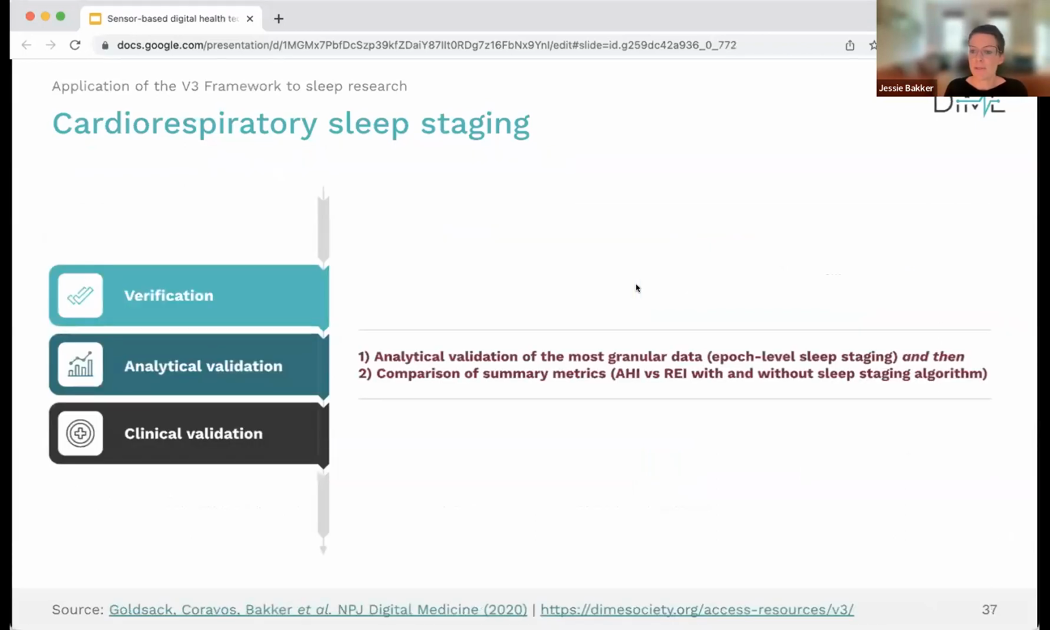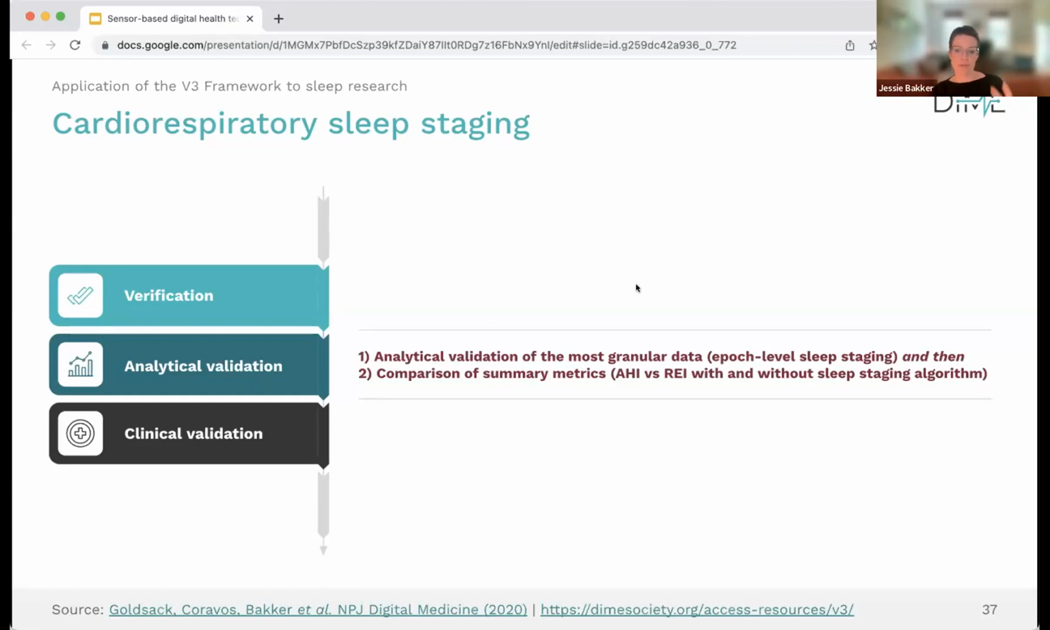So that was a lot to digest in just a couple of slides, but what I've summarized there are two separate components of analytical validation. The first is a validation of the most granular data. So in this scenario, we're talking about individual epochs. And once that was done, we then move into a comparison of the summary metrics. So in this case, the summary metrics being the AHI versus the REI with and without the proposed sleep staging algorithm.